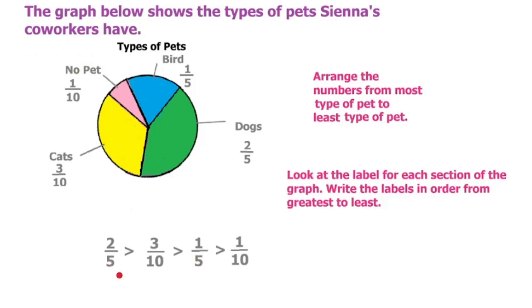So this is how you would write this fraction and interpret this circle graph in terms of greatest to least. Okay, and that's very simple to do.